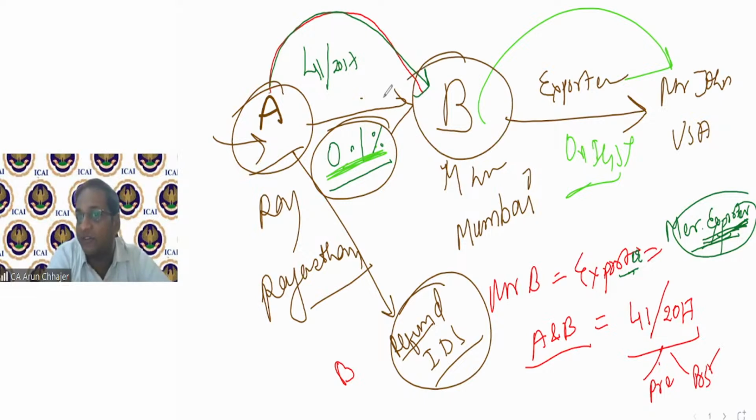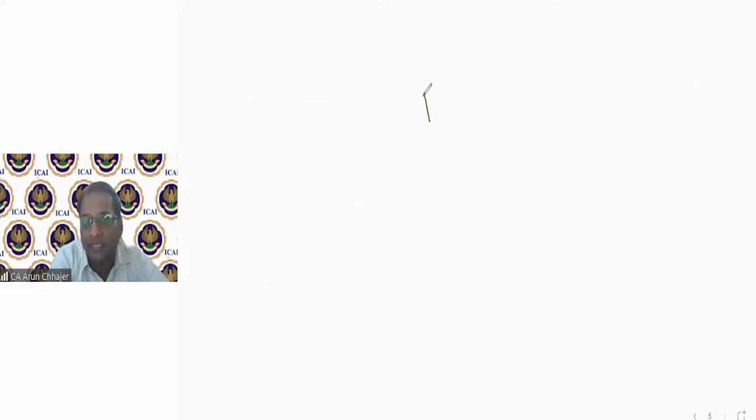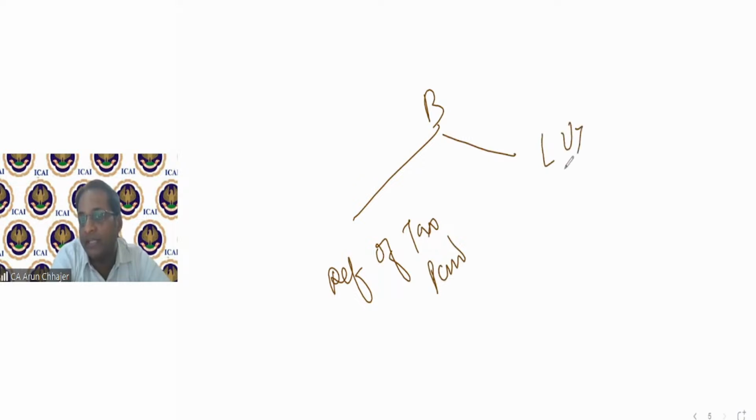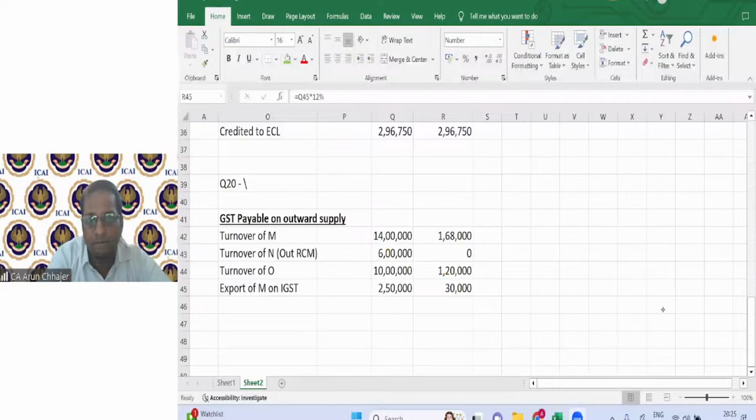And B can also go for the refund. If B is exporting on IGST, then he can go for the refund of taxes paid. If B is exporting under LUT, then he can go for the refund of accumulated ITC. Is that clear, Akshay? Nice question. Okay. So let me move further.